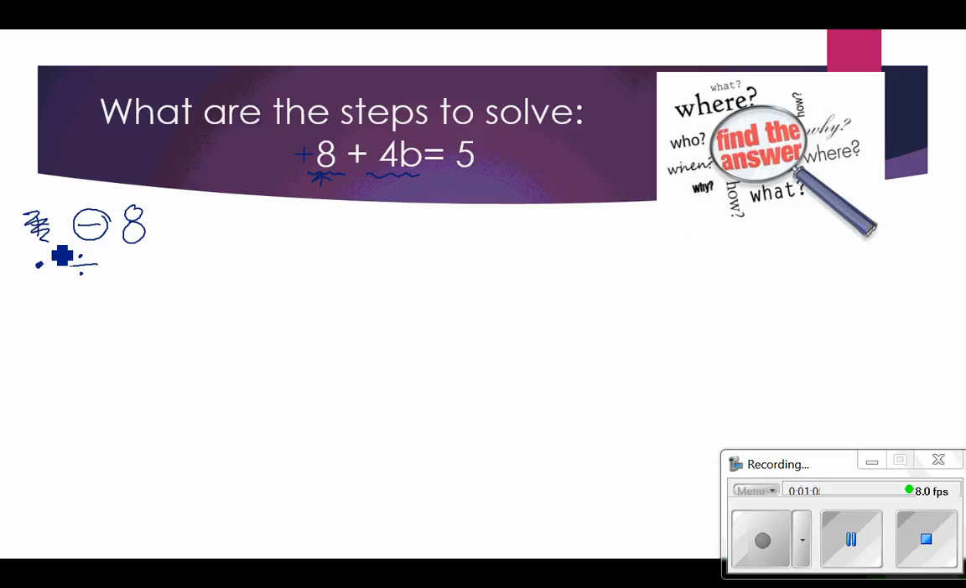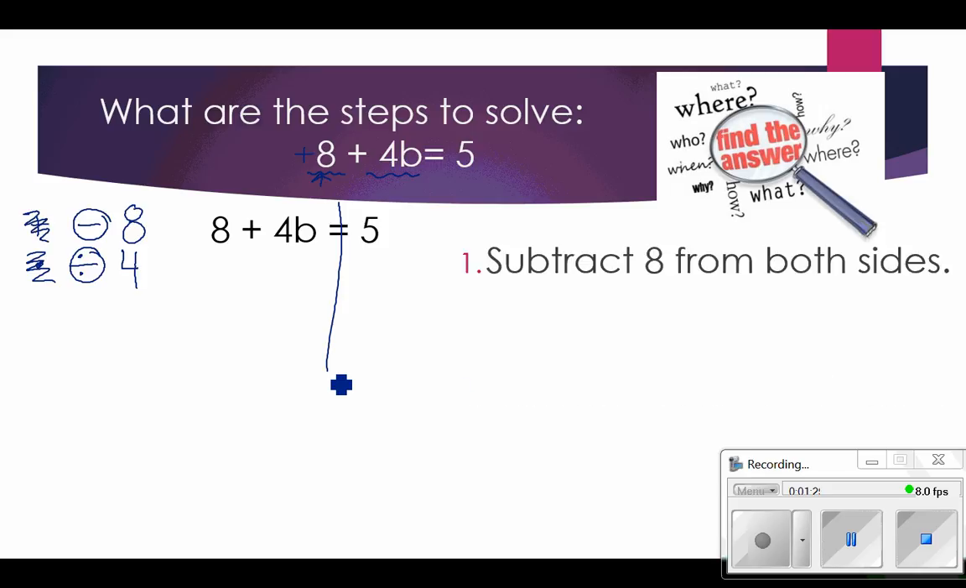4b, that means 4 times b. So the inverse operation of times 4 is divided by 4. So those are the two things that we're going to do. So let's bring the problem down and draw a line down the equal sign. We're going to minus 8 to both sides first. You always do the same thing to both sides, and you always cancel.